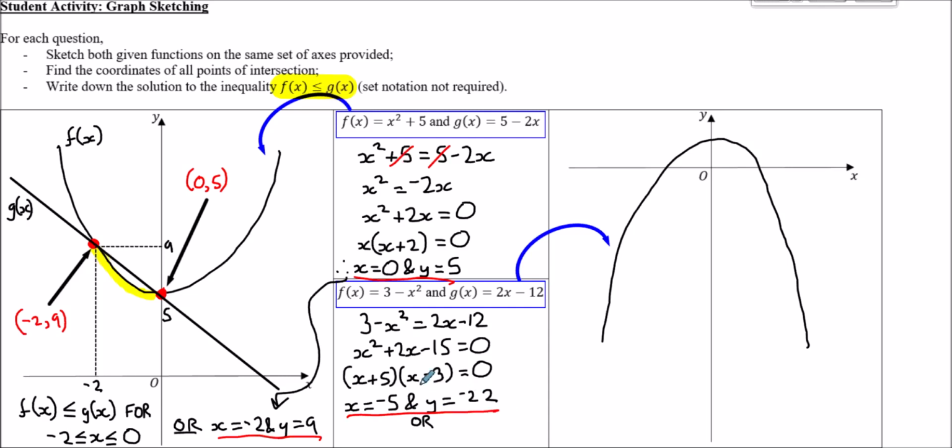Or we could have where x is 3. And when x is 3, we'd have that y is equal to 3 minus 3 squared, 3 minus 9, which is minus 6.